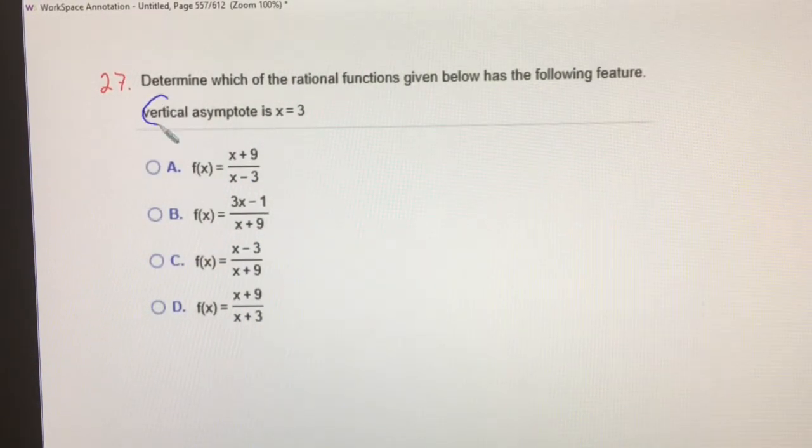Now we're looking for a vertical asymptote. In order to find the vertical asymptote, all you need to do is set the bottom equal to 0. So when I solve that, that's going to give me x equals 3. So once again, just by coincidence, my vertical asymptote is x equals 3.